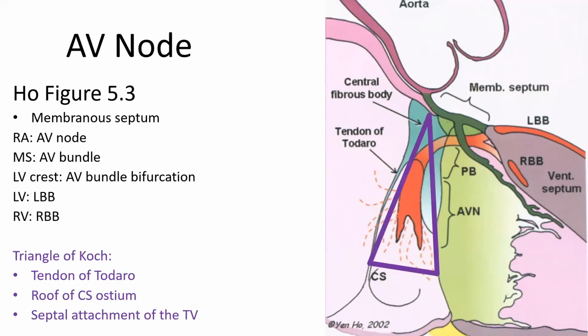And I think I'd be remiss, given the opportunity, if I didn't mention the triangle of Koch, as the border of the tendon of Todaro, the tricuspid septal leaflet, and the roof of the coronary sinus.